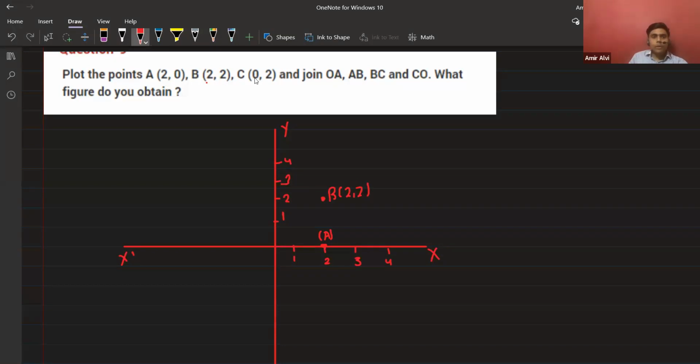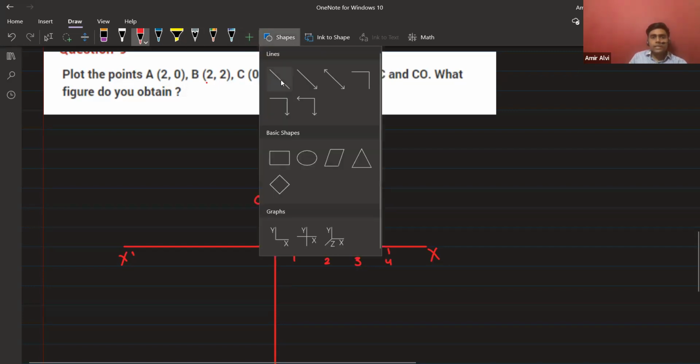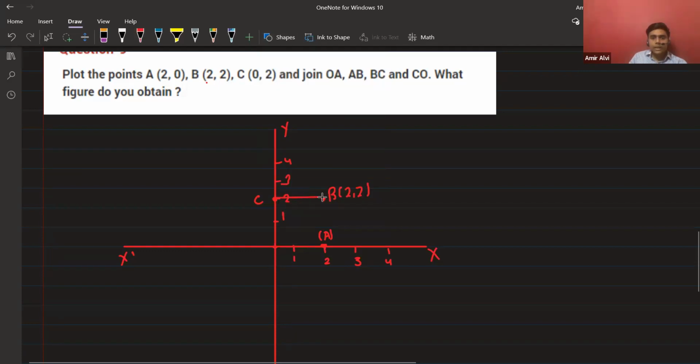The C point is 0, 2. Where will the point be? The x is 0, the origin, so it lies on the y-axis. The ordinate is 2, so this is the point C. Now the question is saying to join these lines and identify which figure it is.